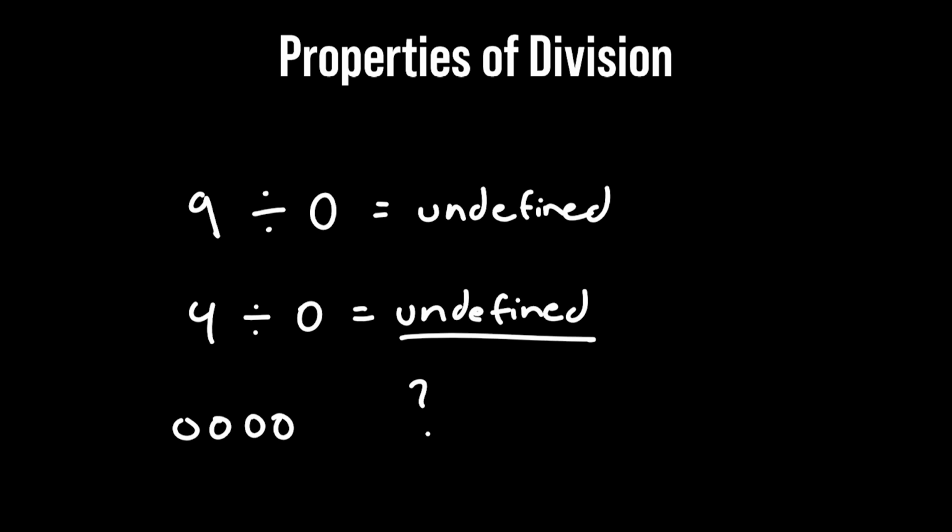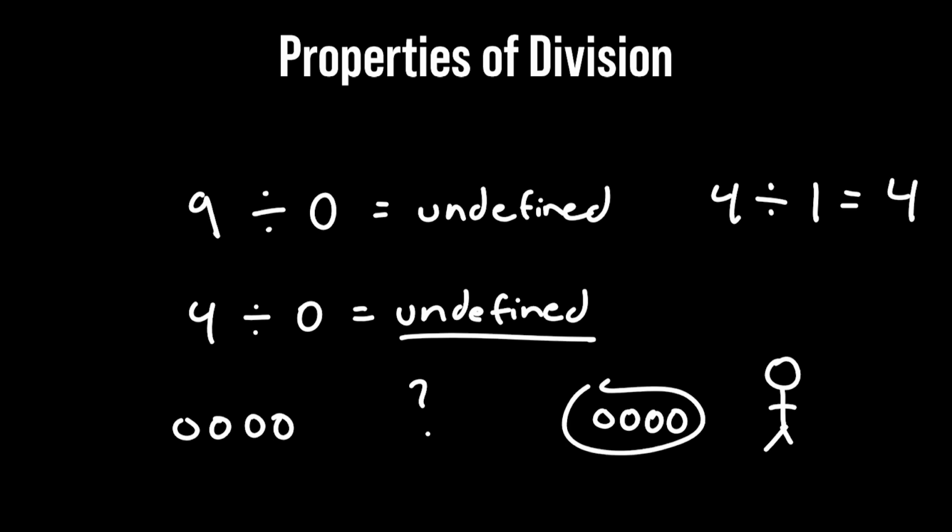Now, if you change this problem to 4 divided by 1, it would be equal to 4. Because given 4 marbles and 1 person, that 1 person gets all 4 marbles. So that's why you have 4 as an answer. So you can't split up 4 among 0 things. It's just impossible to do.